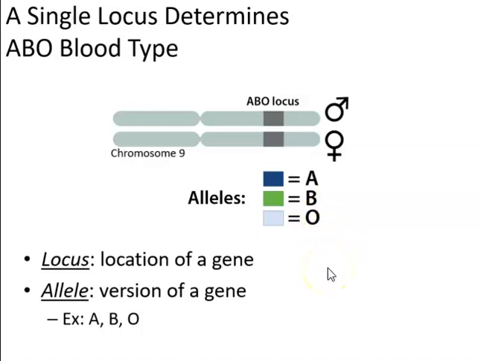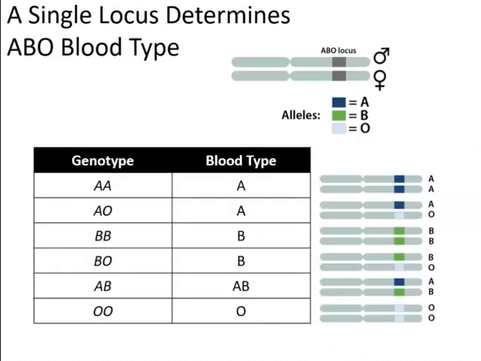So the phenotype is basically the outward expression of the genetic makeup, or the genotype, of a person. The phenotype, for example, would be a person's ABO blood type. And here we see that there are different genotypes that can produce the same phenotype.